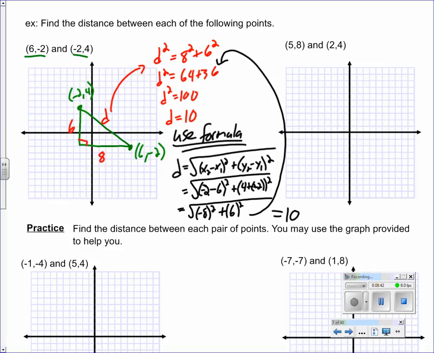Alright, so there's two different ways you can do these problems. Whichever one makes the most sense, do them all that way. So do the same thing for the second one, 5, 8, and 2, 4. First thing, we can graph the points, or we can use the formula.